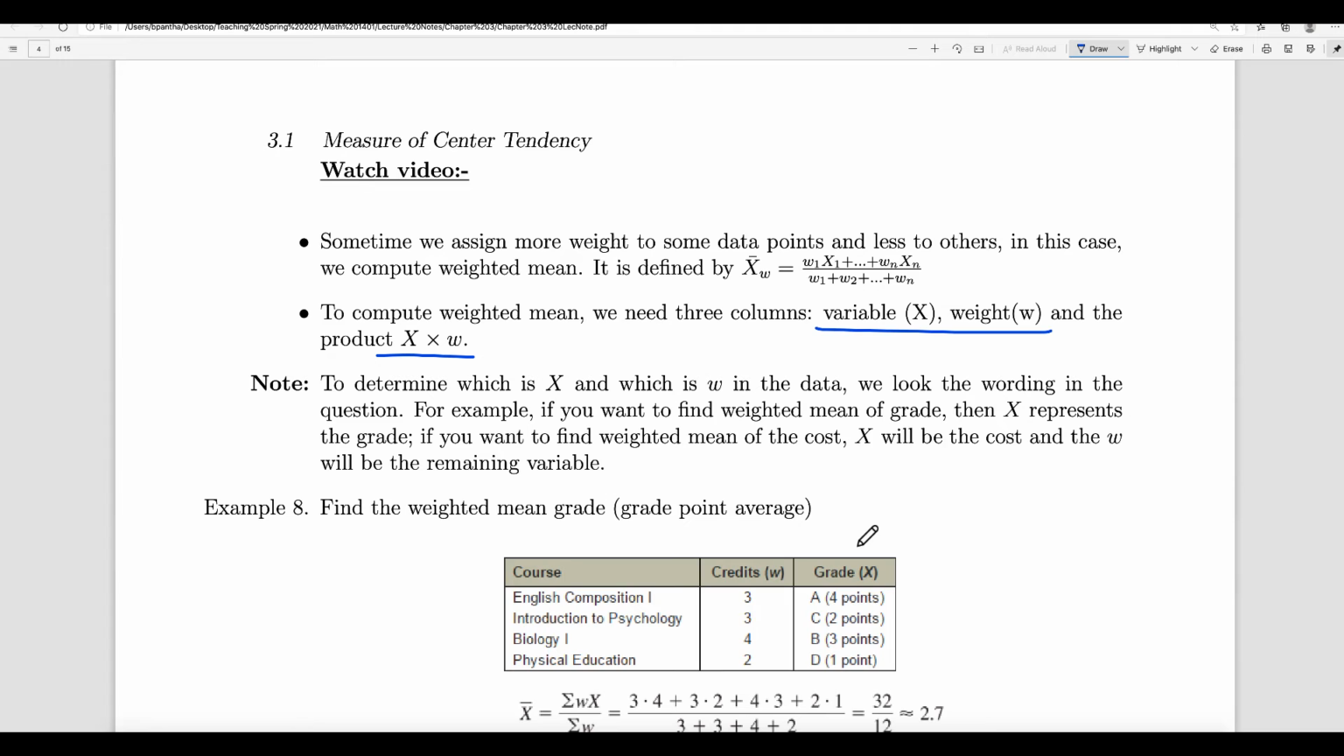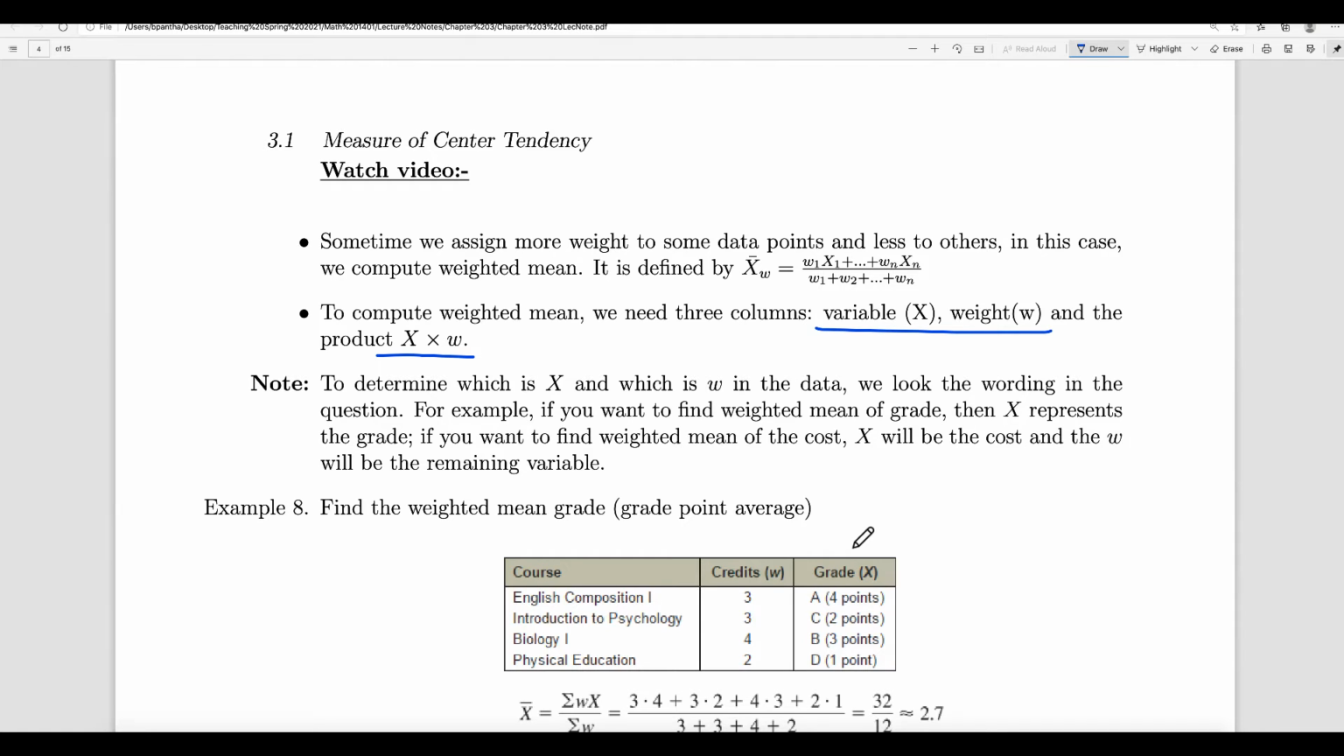There is one thing that you should be very careful about when you find the weighted mean. That thing is which one is x and which one is w. If x and w are specified by the question, then that will be x and w, but sometimes it will not be given.